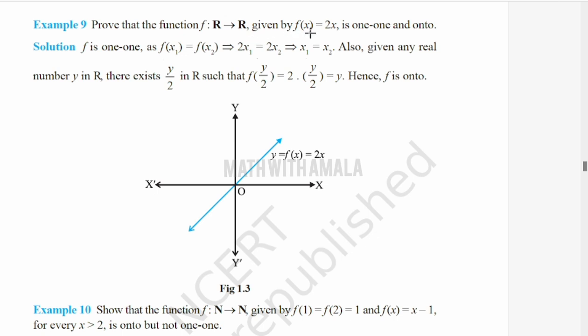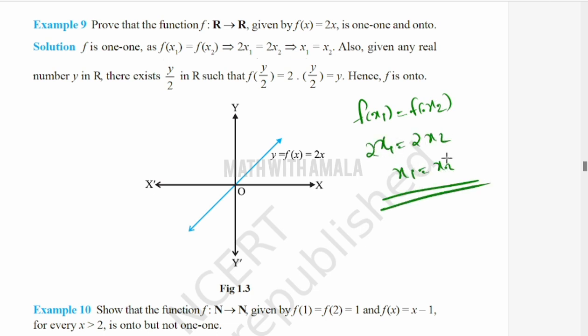Prove that the function f from R to R given by f of x equal to 2x is 1-1 and onto. Let us prove this through the definition itself. Let us suppose f of x1 equal to f of x2. That means 2x1 equal to 2x2. Here the domain and codomain are different from example number 8. This implies x1 equal to x2. We can cancel the 2's. You will get x1 equal to x2.